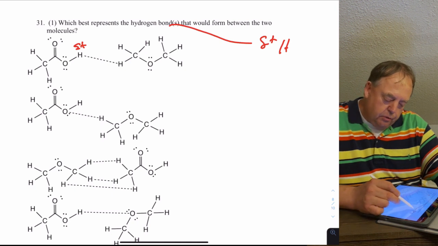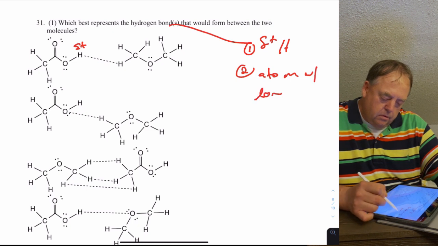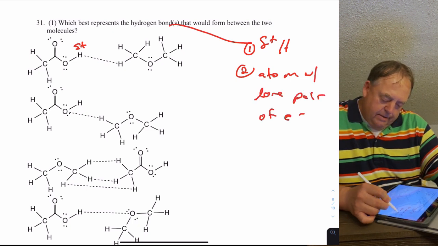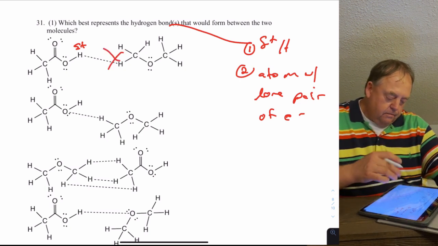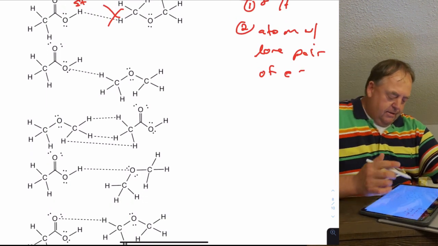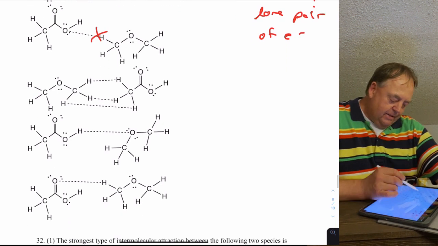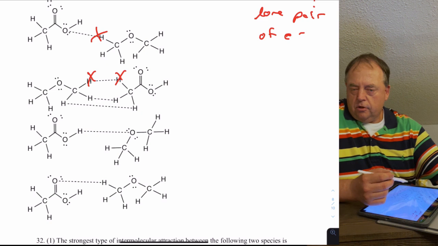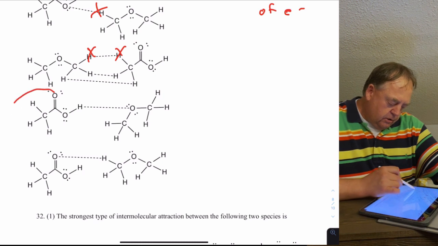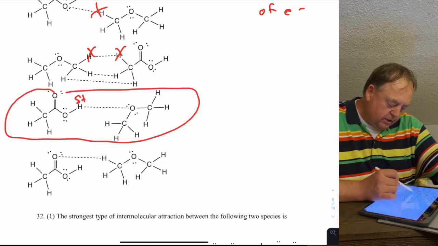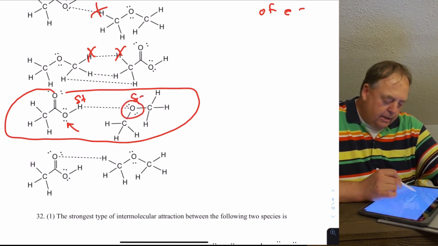But what does it make a hydrogen bond to? The second thing that you need is an atom with a lone pair of electrons. This one is not going to work, because you can't hydrogen bond between 2 hydrogens. And that hydrogen is not partial positive. These hydrogens are not partial positive because they're attached to oxygen or carbon, they're not attached to a very electronegative atom. So this is the correct answer. You have a partial positive hydrogen because it's attached to a very electronegative atom, oxygen, and you have a partial negative atom that hydrogen is going to be attracted to.